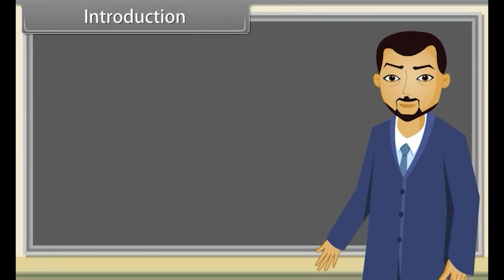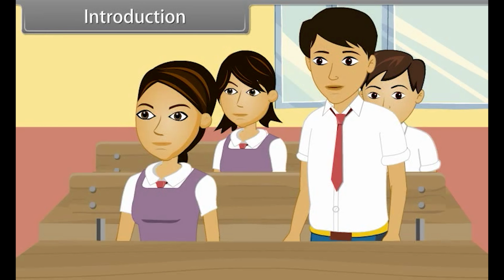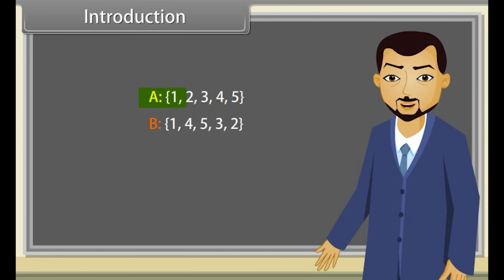Introduction. Students, look at these two sets. What can you say about these two sets? These both are equal sets. Very good. A and B are equal sets.